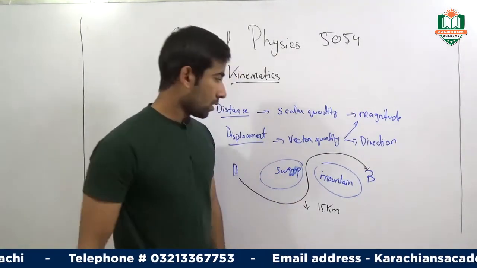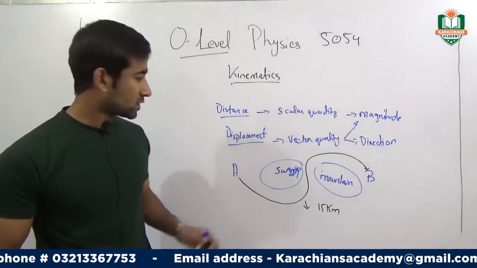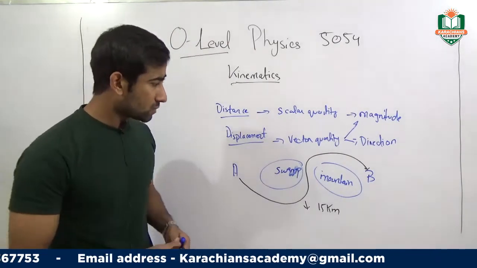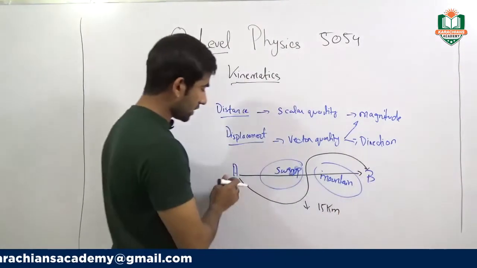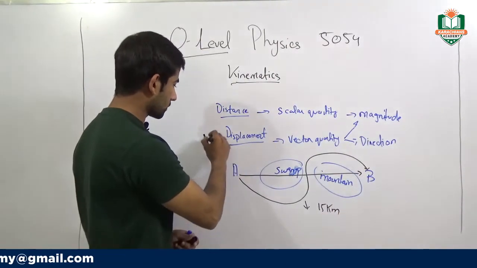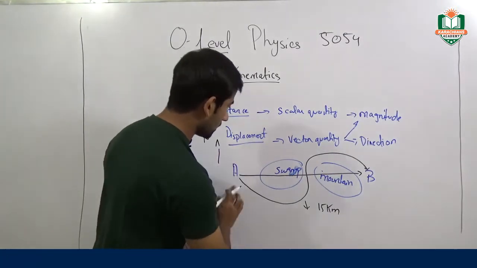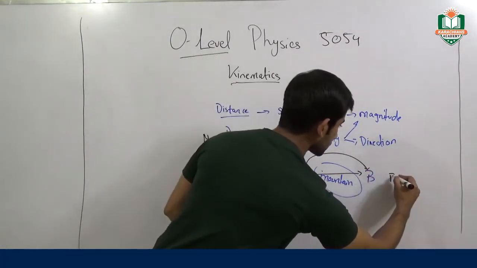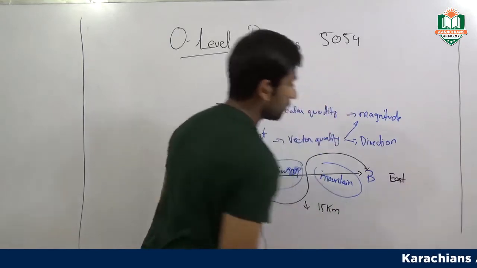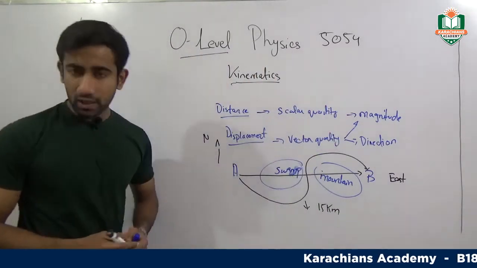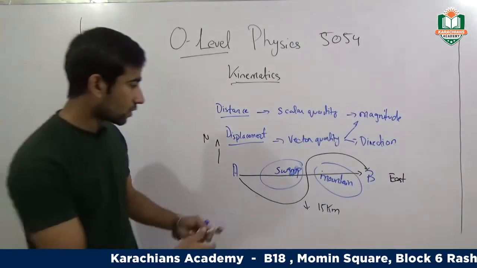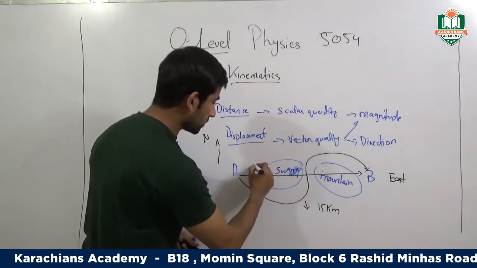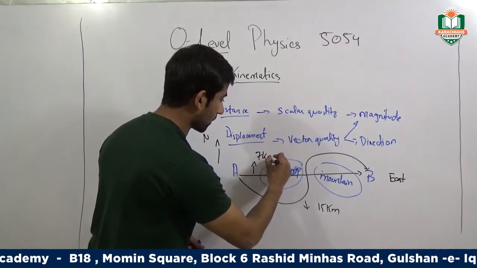But if we are talking about displacement between A and B, it will be directly in a specific direction. Let's say this is due north, so the displacement will be A to B towards east. So we got to know that distance is a scalar quantity and it just has a magnitude. Let's say the distance in this case was 15 kilometers, while the displacement is just 7 kilometers.